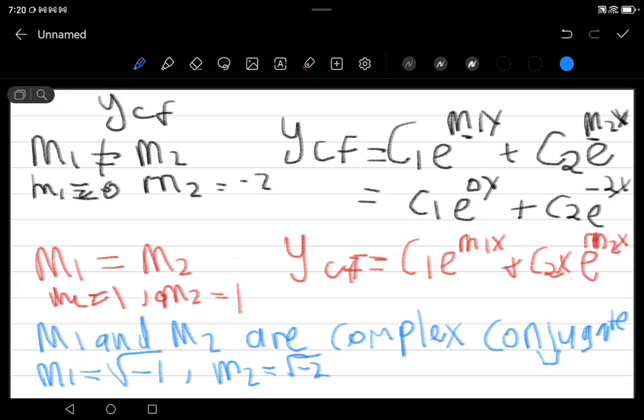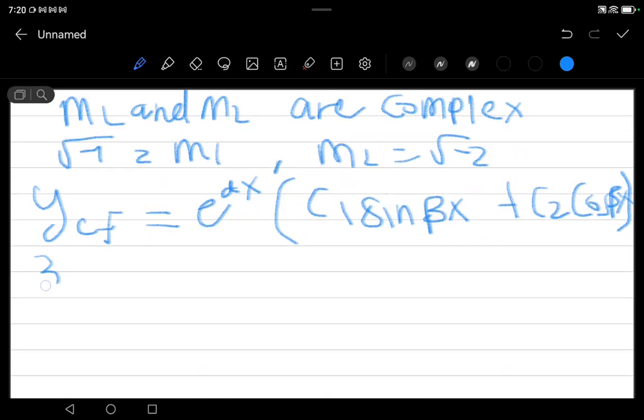So this is our complementary function. The first one is C1 e to the power of M1x plus C2 e to the power of M2x. And then the second one, YCF is equal to C1 times e to the power of M1x plus C2x e to the power of M2x. And then the third one, YCF is e to the power of alpha x into C1 sine beta x plus C2 cos beta x.